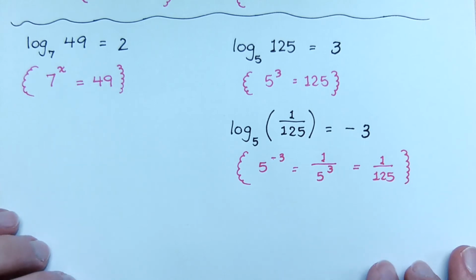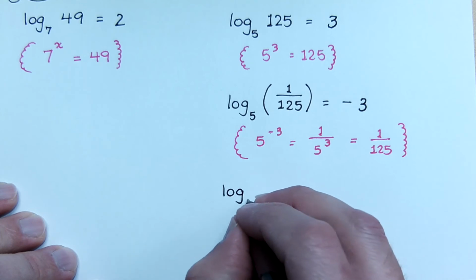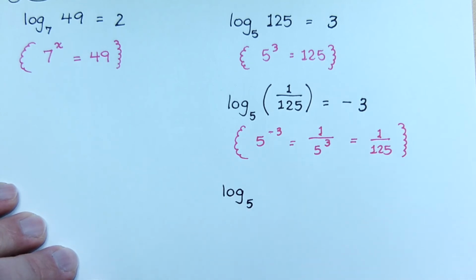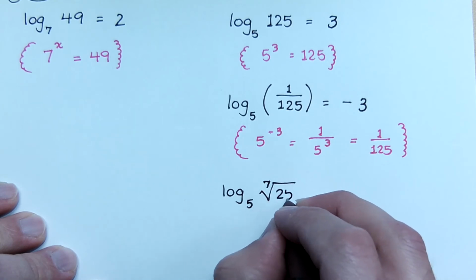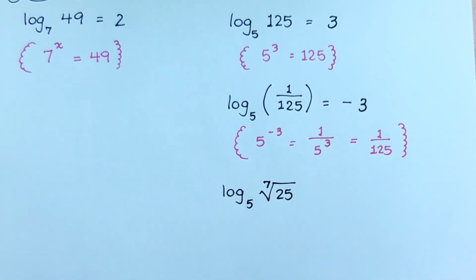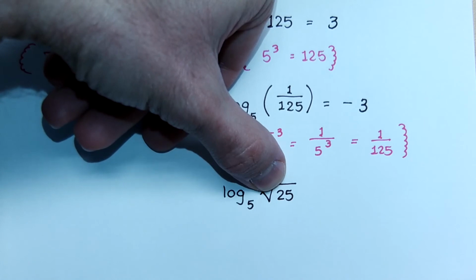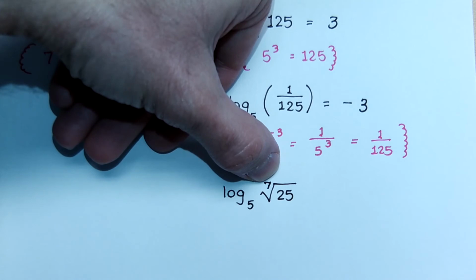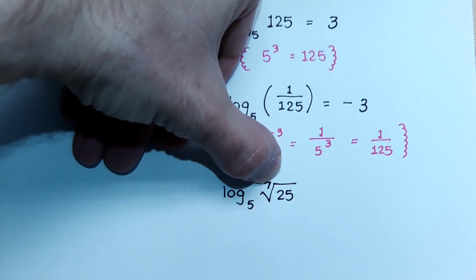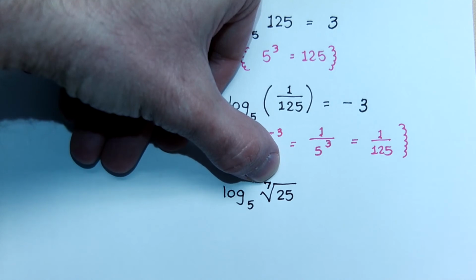Now, let me do you even one better. If I do log base 5 of the 7th root of 25. If I didn't have the root there, if I didn't have the radical and I just had log base 5 of 25, the answer should be 2, right? What causes me to have a radical? What's the connection with the power and the radical?